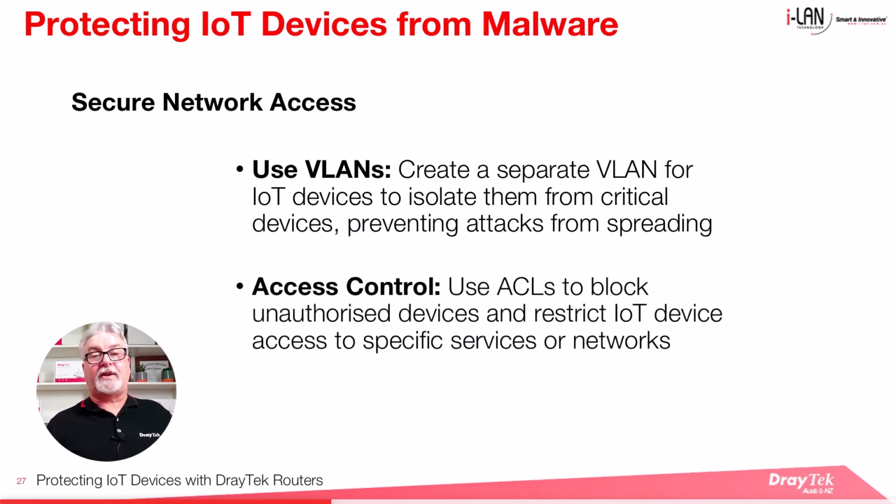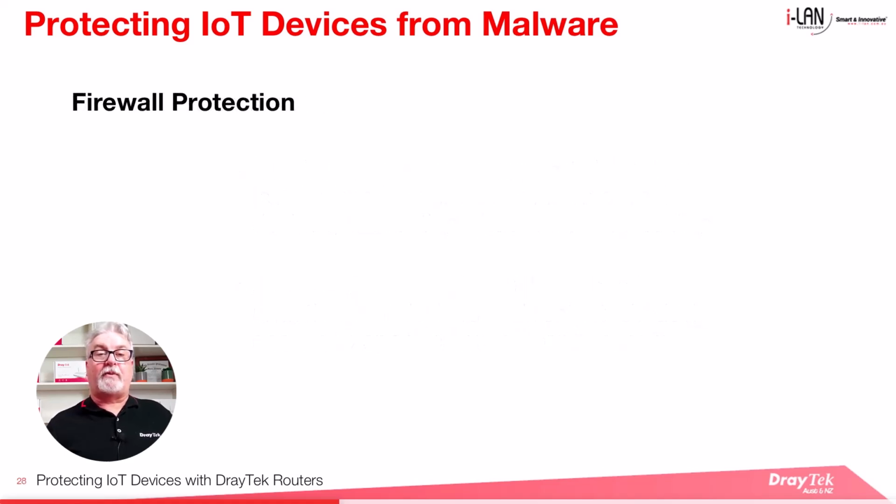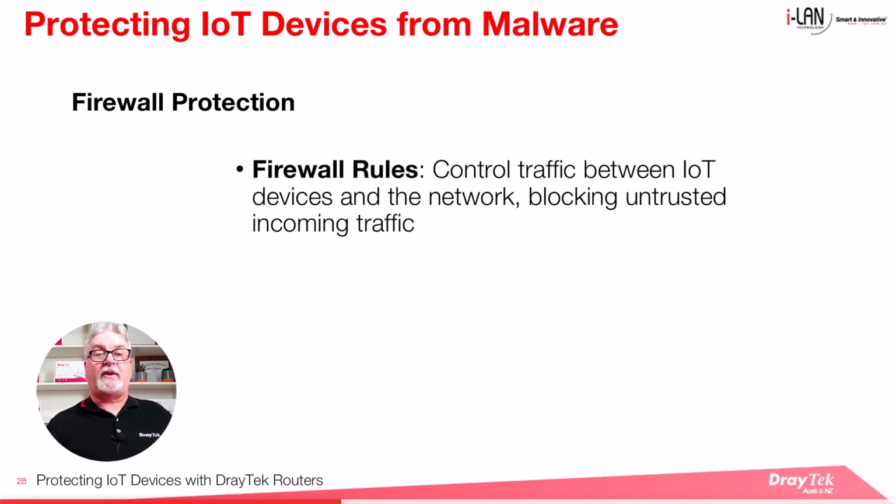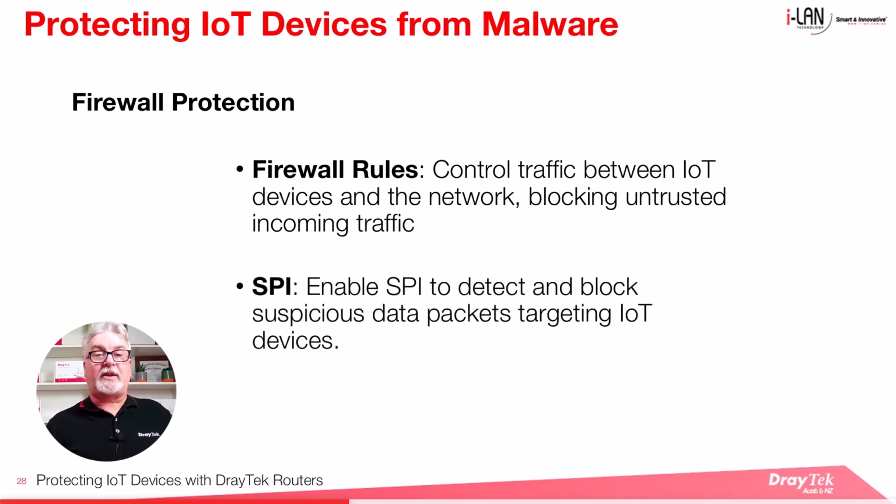Next, we can enable access control. Here we can use an access control list on the DrayTek router to block unauthorized devices or restrict IoT devices' access to specific services or networks. Next, we can look at setting up the router firewall to control traffic between IoT devices and the network, blocking untrusted incoming traffic. For example, you can block incoming traffic to IoT devices unless it's from trusted sources or specific protocols. Also, stateful packet inspection can be enabled to inspect traffic flow and detect suspicious or unauthorized data packets that may be attempting to exploit vulnerabilities in IoT devices.